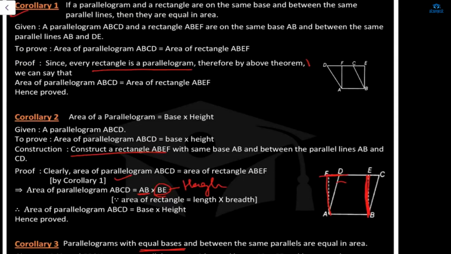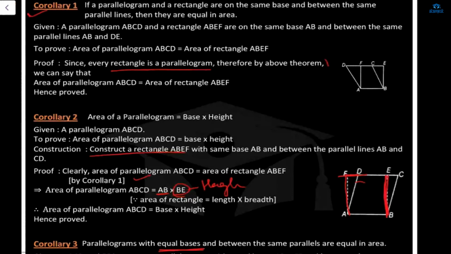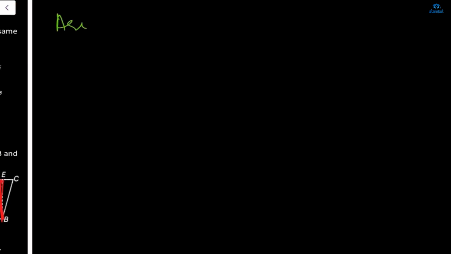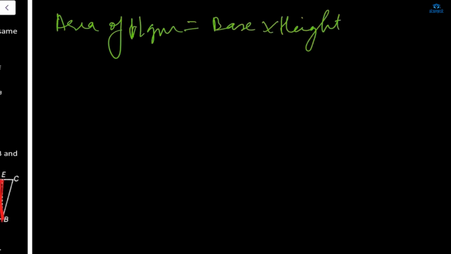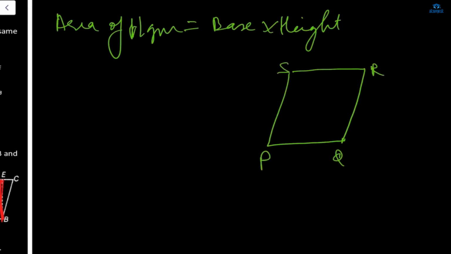The area of the parallelogram is equal to base into height. I'm repeating here that the area of a parallelogram is equal to base into height. How can we say that? Given is a parallelogram, so we can draw a parallelogram PQRS. Now we need to prove that the area of this parallelogram is equal to base into height.